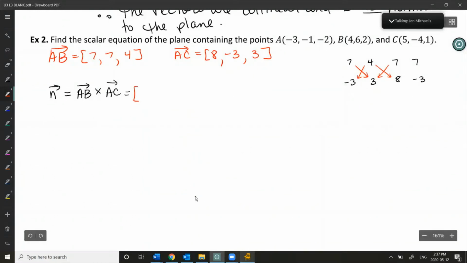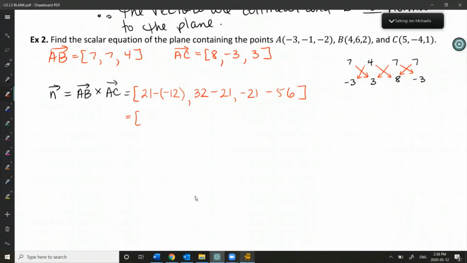So for the first one, we'll do 7 times 3. That will give us 21. And we'll subtract 4 times -3. That gives us minus -12. For the second one, we'll do 4 times 8, gives us 32, minus 7 times 3, gives us 21. And then finally, 7 times -3, minus 7 times 8. Okay, I'm going slow just as a reminder from last unit for this one, but we'll go faster once we do some other ones. And when we simplify here, we should end up getting 33, 11, -77.